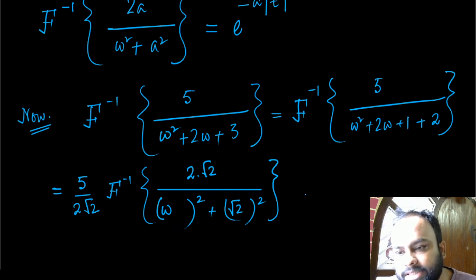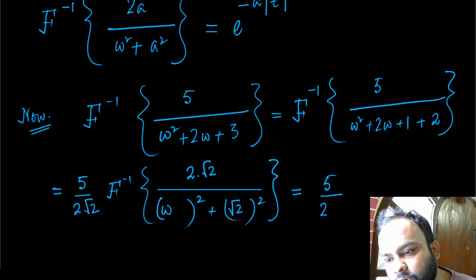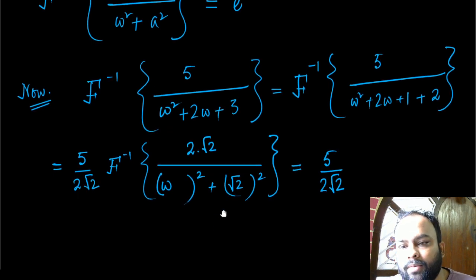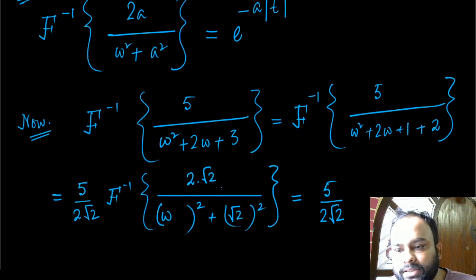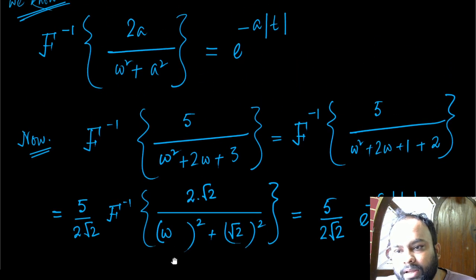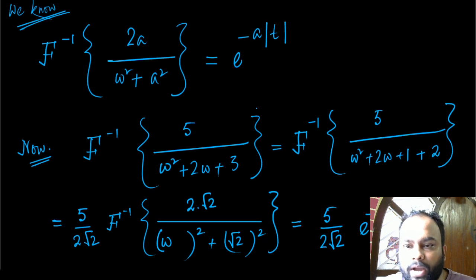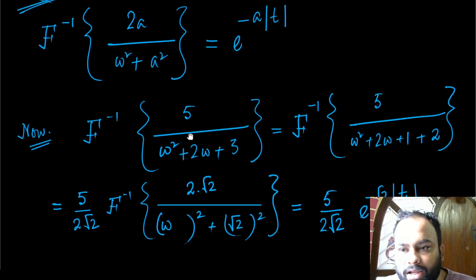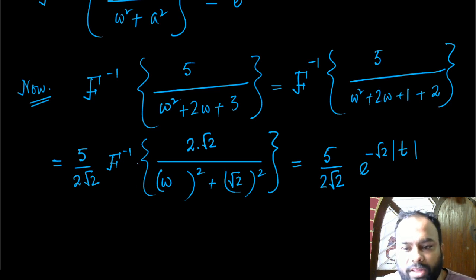If we had something like this, my question is, what would be the inverse Fourier transform of that? We had 5 by 2 root 2 outside, and from this a is root 2, right? Then the inverse Fourier transform of that would have been e to the power minus root 2 mod t, because of this formula we actually derived in the last class. The Fourier transform of e to the power minus a mod t was this, and from that we have this, if this was omega, right?